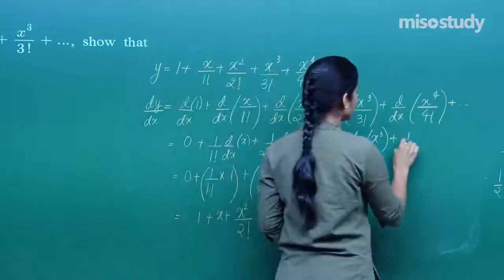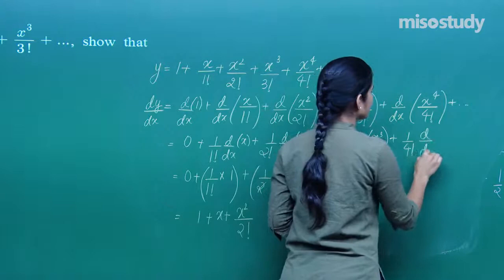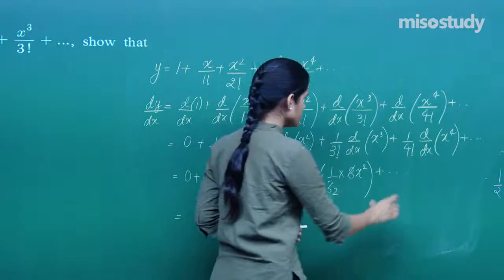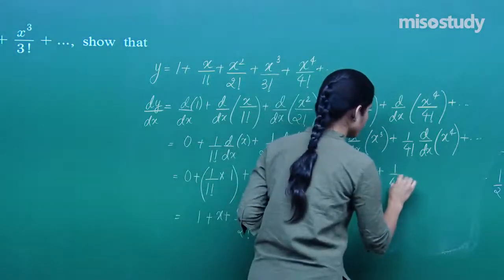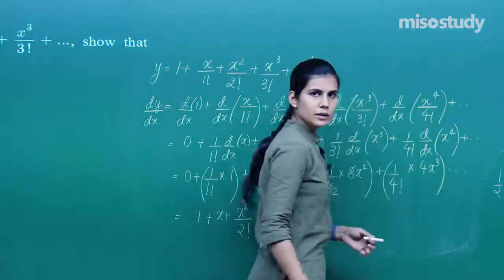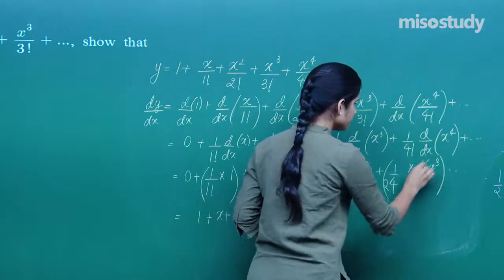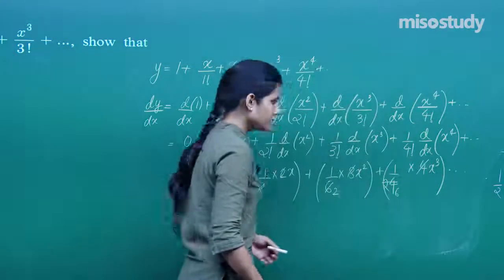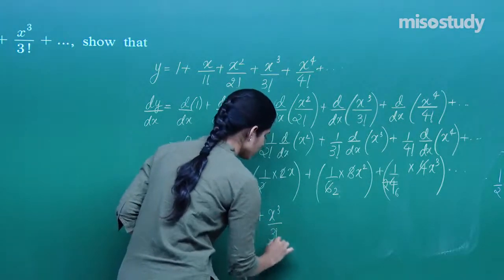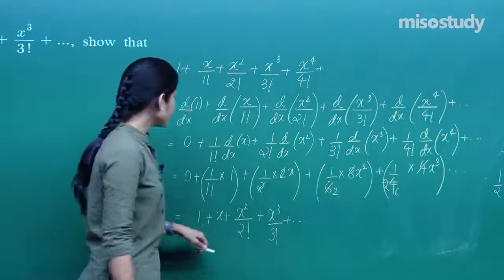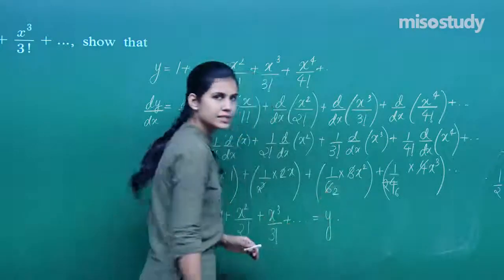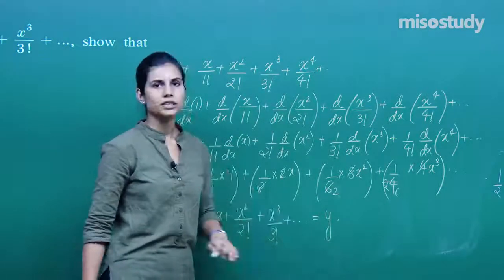Here also you get what? 1 by 4 factorial comes out, d by dx of x to the power 4, right? This eventually gives you what? 1 by 4 factorial into 4x cube. But 4 factorial is 24. This is 6. 6 is what? 3 factorial. So you actually have x cube by 6, that is x cube by 3 factorial. What is this? 1 plus x square by 2 factorial plus x cube by 3 factorial and so on. This is nothing but y itself, and therefore dy by dx has come out to be equal to y.